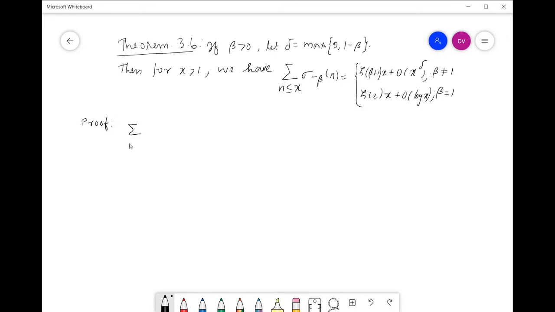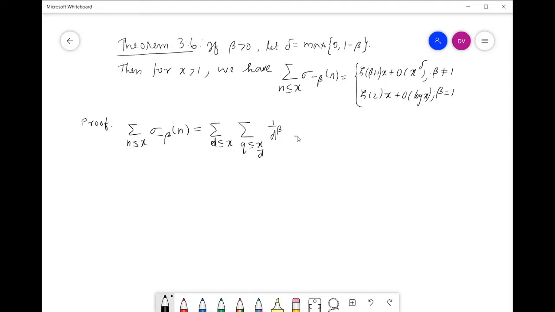We start with the LHS, sigma n less than or equal to x of sigma minus beta of n, and this is equal to sigma over d, q with dq less than or equal to x, of 1 by d raised to beta. You can replace this d by q, both are the same answer because these pairs are symmetric. We have already discussed all these things in the previous two theorems, so we are not going to explain this equality again.